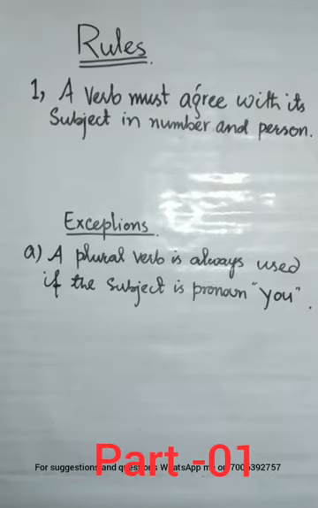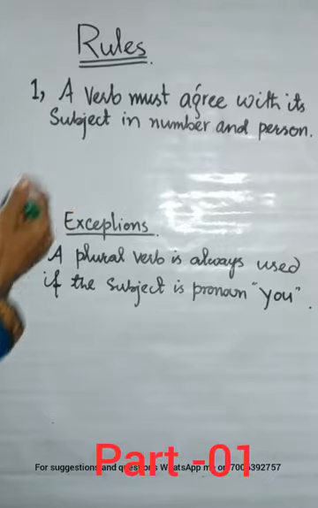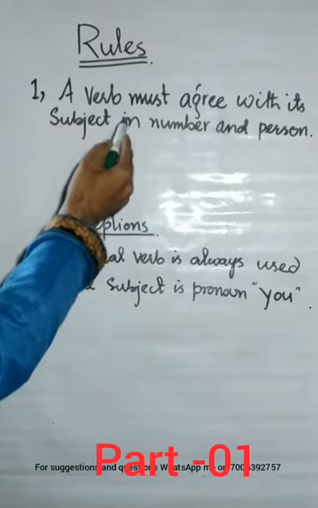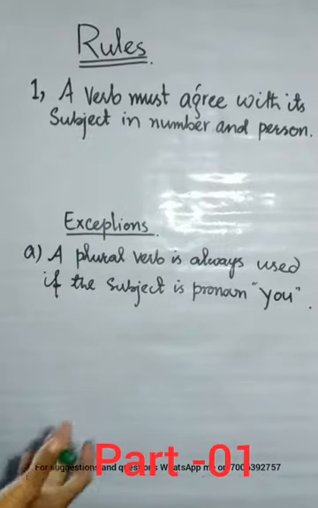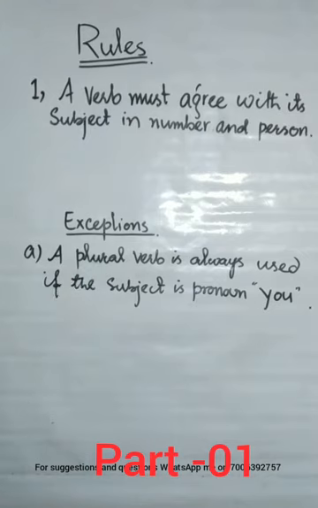To understand the subject verb agreement, we must understand some important rules. Here is rule number 1. Rule number 1 says, a verb must agree with its subject in number and person. What does it mean? It means that if the subject is singular, we must use singular verb, and if the subject is plural, we must use plural verb.